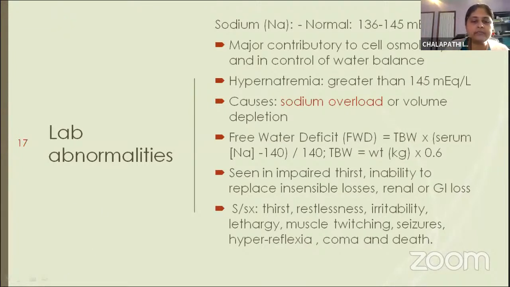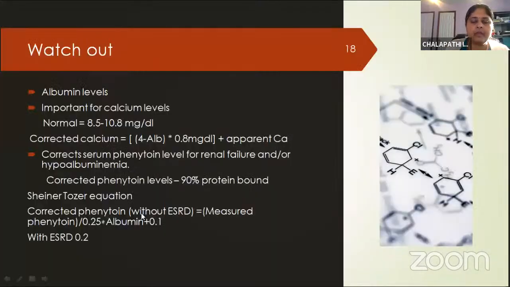Next slide, please. The other thing that you need to monitor is the albumin levels. Are they normal? If the patient is having lower albumin levels, then you have to correct for calcium. You also have to correct for the phenytoin levels, because phenytoin is one important drug which is protein bound. You have formulas for all those. These are available. I'm sure you are familiar with those. Next slide, please.